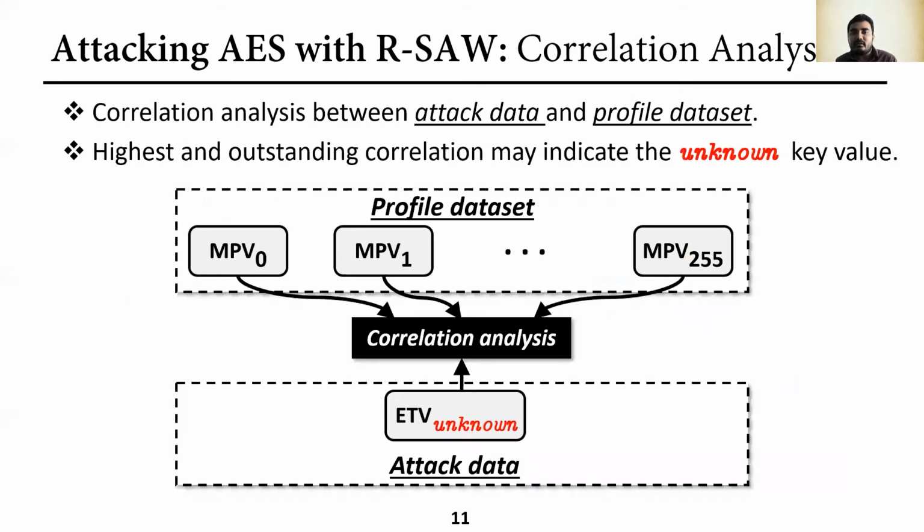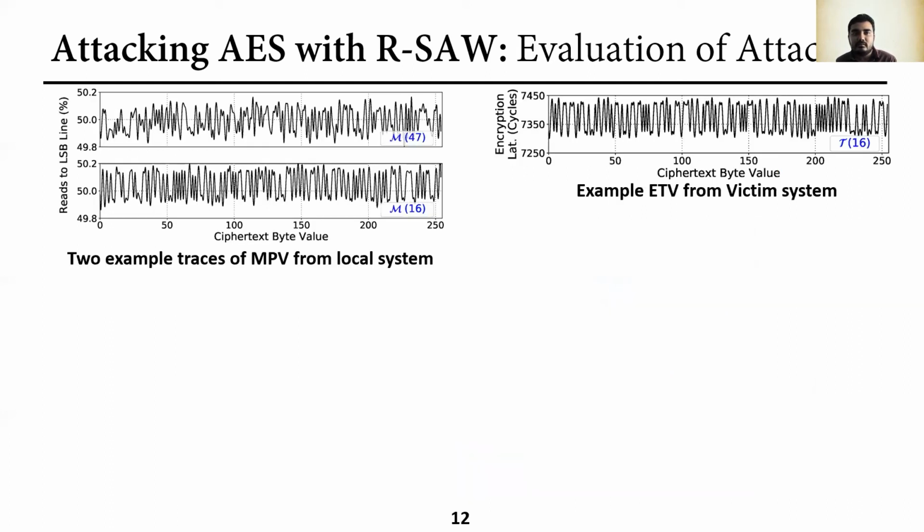Once the ETV is obtained from the victim system, the attacker runs correlation analysis between the ETV from the victim and the MPVs from the profiling. Hypothetically, the key value corresponding to the MPV resulting in the highest correlation with the ETV may represent the unknown value of the key byte. Here on the left side, we show two example traces of MPV for key byte 0. On the right side, we show the ETV obtained from the victim machine.